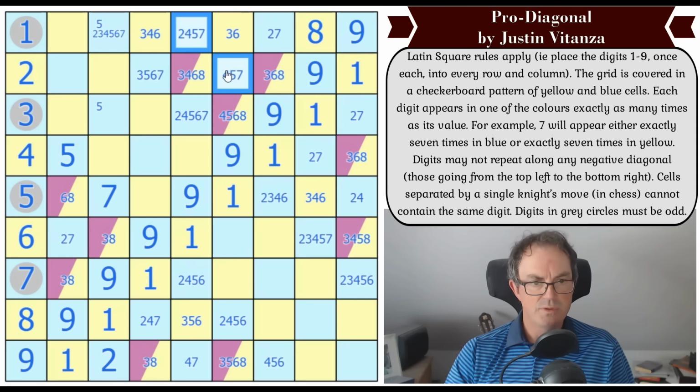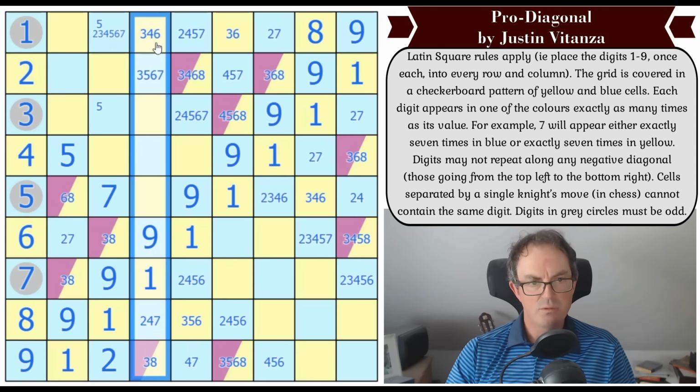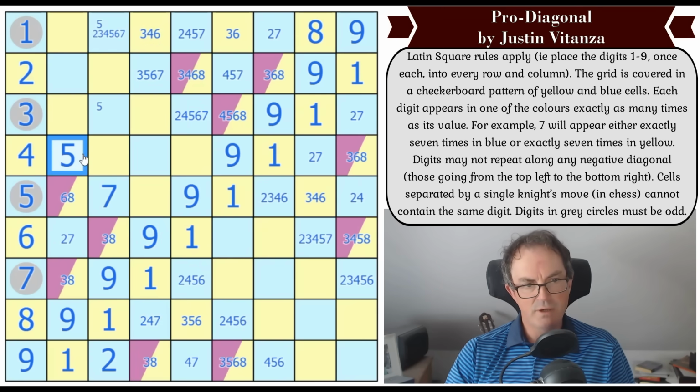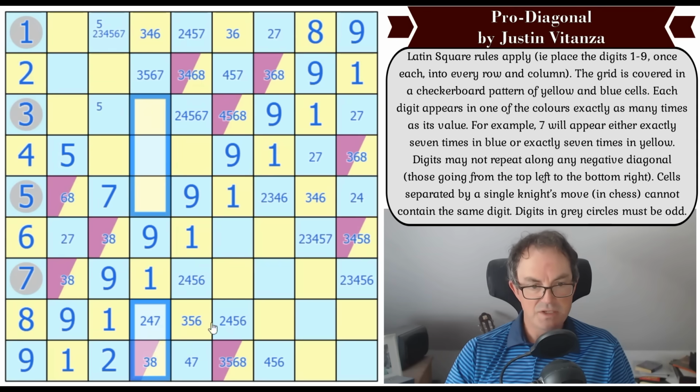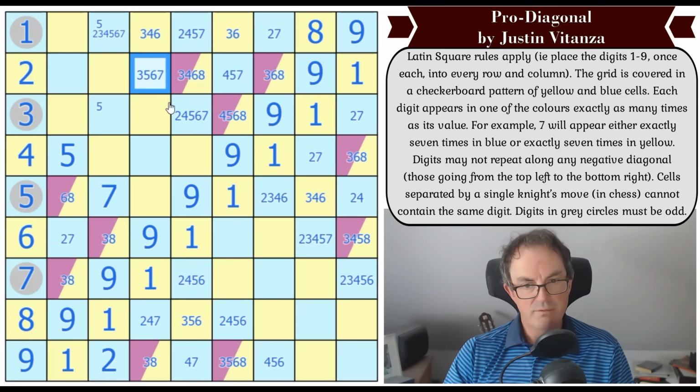Is that important? Hang on a moment. Where's 5 in column 4 is a completely legitimate question. That 5 looks at all 3 of those cells. These don't seem to be able to be 5. So that's a 5 in column 4. That takes care of that one. That one by knight's move.